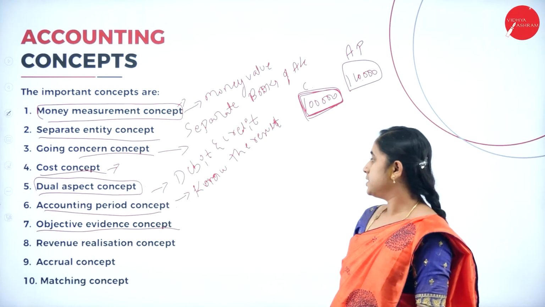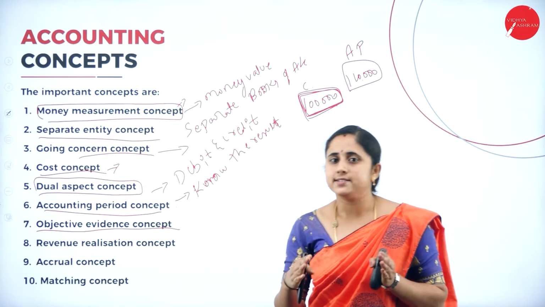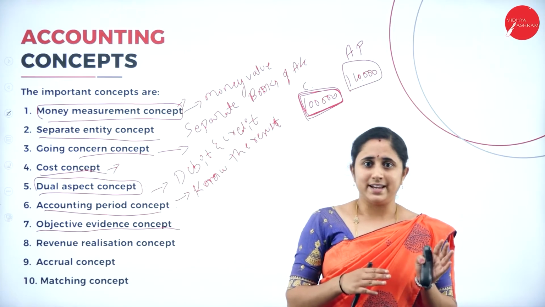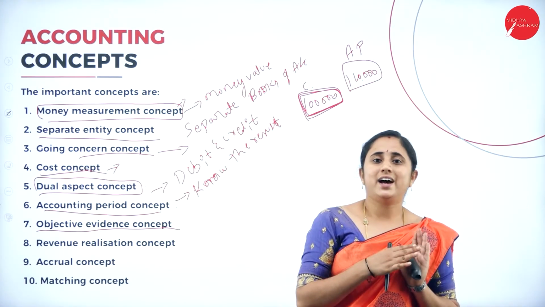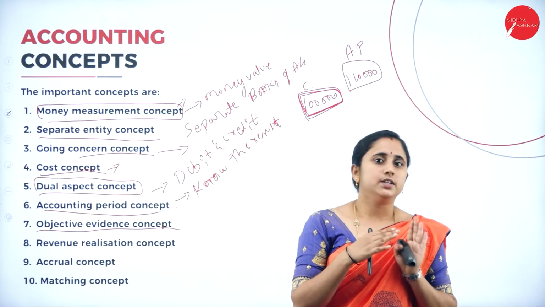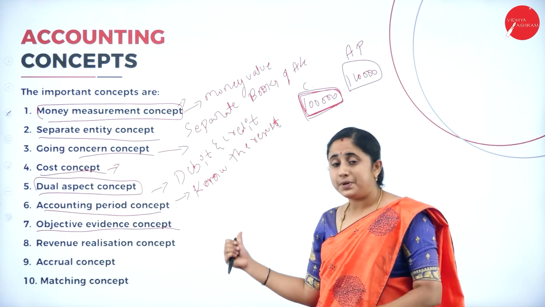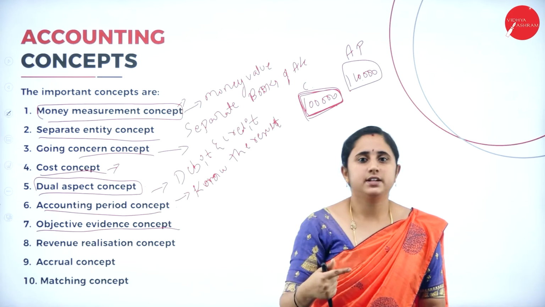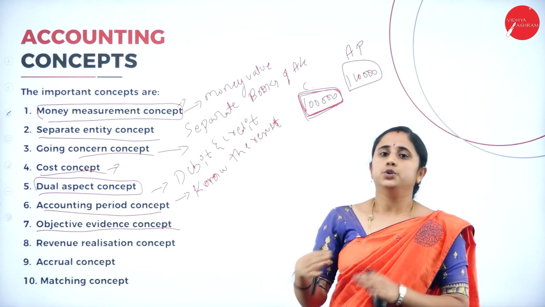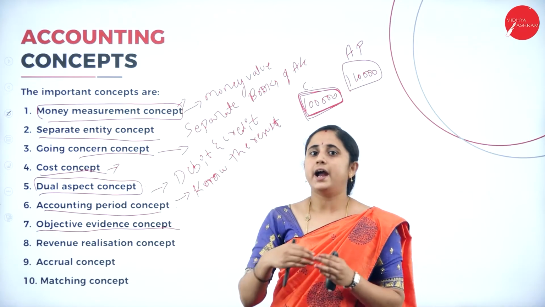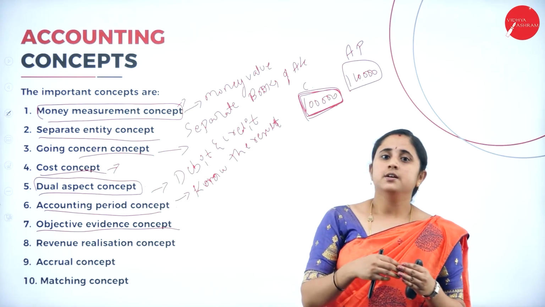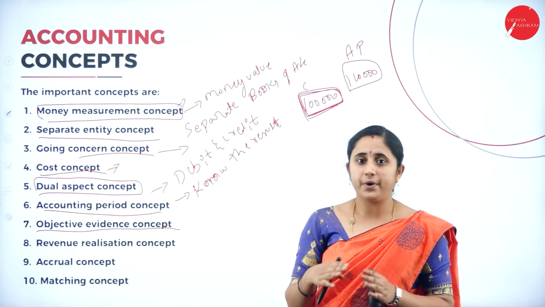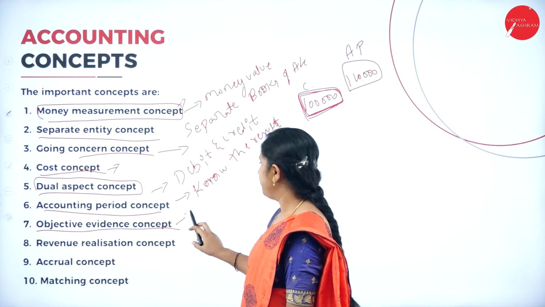Next one, objective evidence concept. Objective evidence concept means when you enter all the transactions in the books of account, they should be subject to evidence. That means you should have all the evidence of the transaction, that is invoice, bill, and it should be subject to verification by the auditor. Whenever the auditor requires or asks, you will provide all the bills and they should be verified by them, to check it is true and maintained in the proper way. So it acts as evidence.